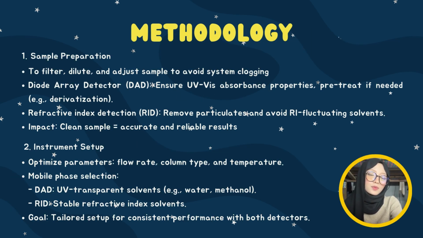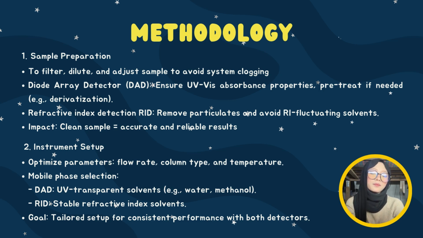The process begins with sample preparation, where the sample is filtered, diluted, or sometimes adjusted to ensure compatibility with the HPLC system. This step is crucial because a clean and well-prepared sample avoids clogging the system and ensures accurate detection. For DAD, the sample must contain compounds with UV-visible absorption properties, which might require pre-treatment like derivatization. Whereas for RID, it is essential to remove particulates and avoid solvents that could cause refractive index fluctuations.